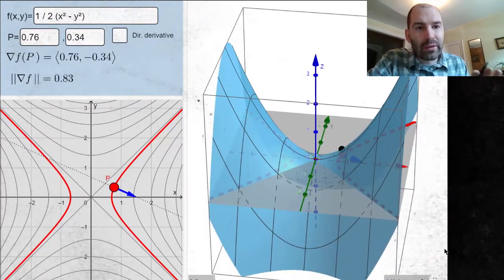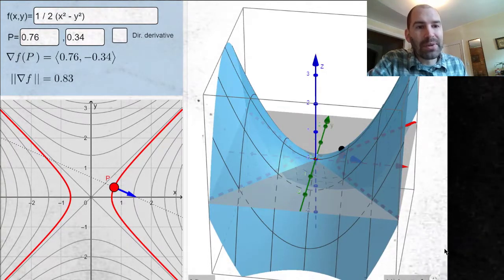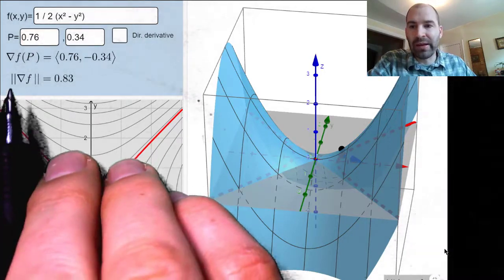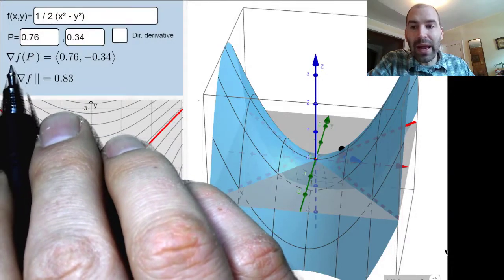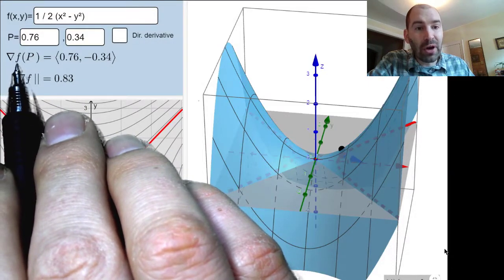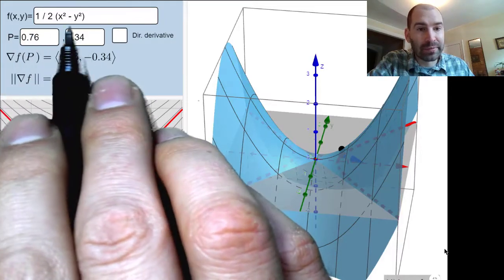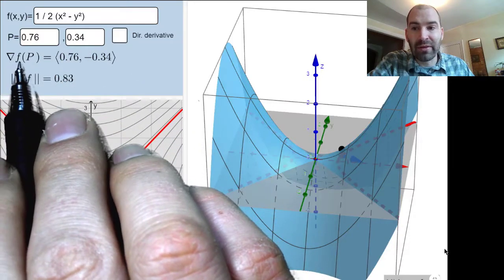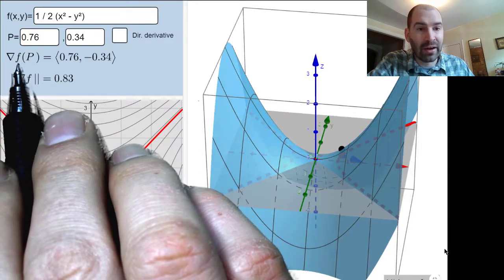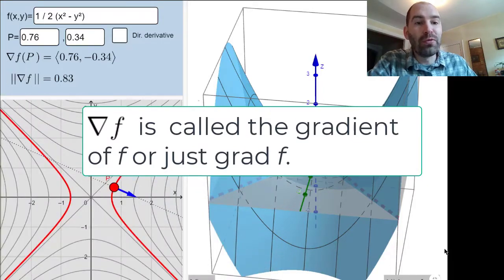Okay, so what gradient represents is a vector that points in the steepest uphill direction. Now the symbol we use to denote gradient is this upside down triangle. And we apply gradient to a function to get a new function. Our function was this one, 1/2 x squared minus y squared. If I apply the gradient to that function, this is called the gradient of f, or sometimes people just say grad f, I'm getting a new function.